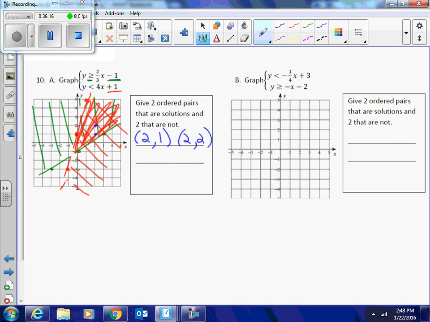And then non-solutions could be one out here, which would be (3, -2). And how about one over here? This would be (-3, -4).